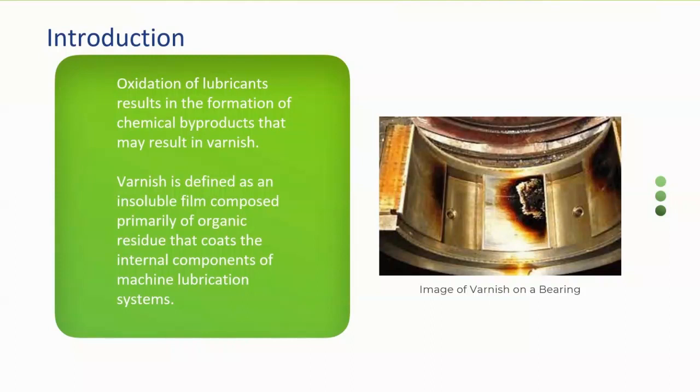Oxidation of lubricants results in the formation of chemical byproducts that may result in varnish. Varnish has been defined as an insoluble film composed of primarily organic residues that coats the internal components of machine lubrication systems. There are many reasons why understanding more about varnish, or as Greg Livingstone calls it, the cholesterol for lubricants, behaves and even forms.